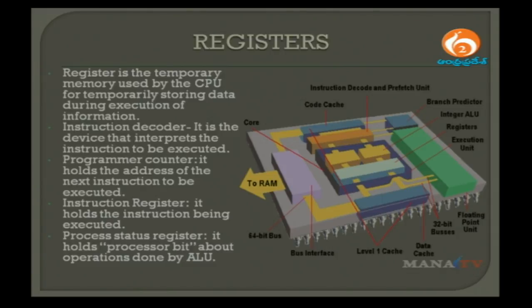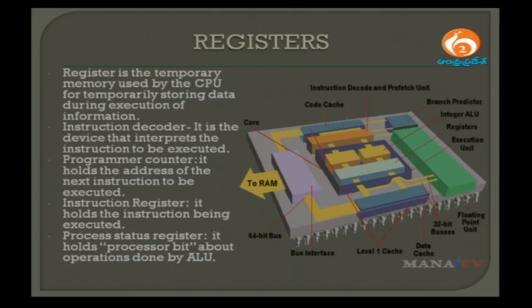Instruction decoder: it is a device that interprets the instruction to be executed. Program counter: it holds the address of the next instruction to be executed. Instruction register: it holds the instruction being executed. Process status register: it holds processor bits about operations done by the ALU.